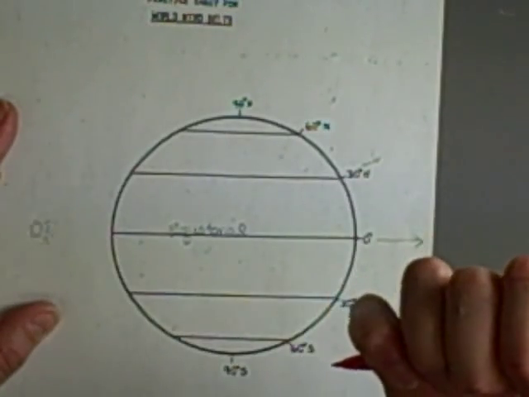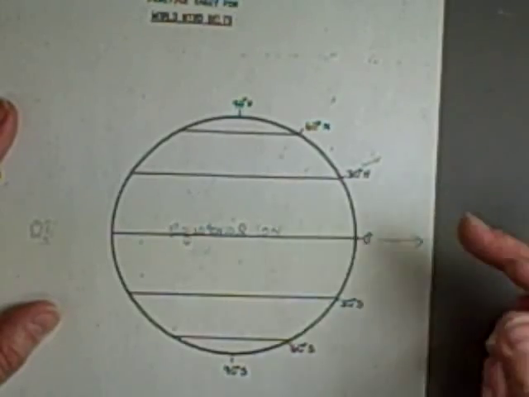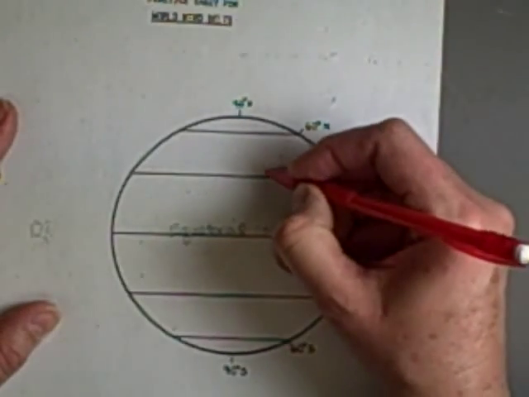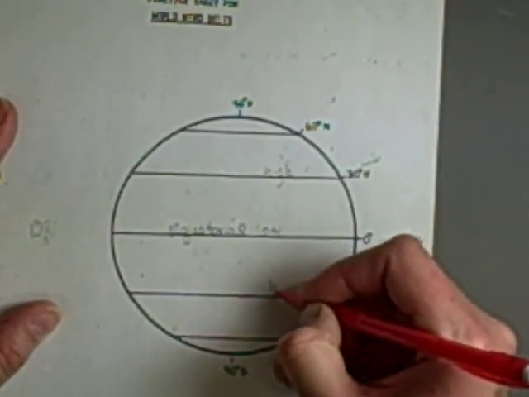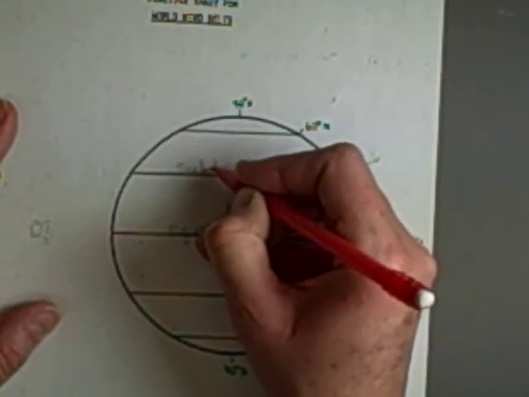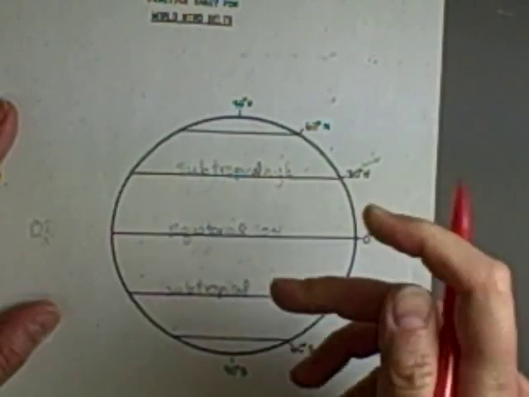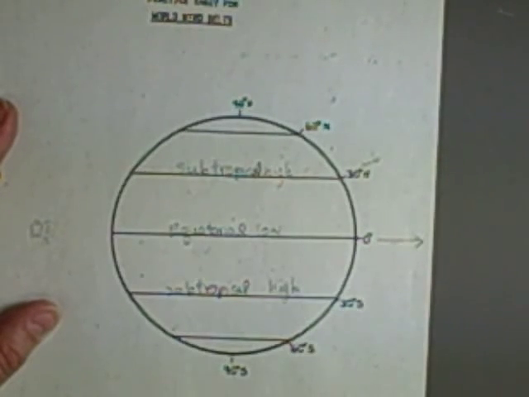Might help if my pen works, right? So here's my equatorial low. It's actually pretty easy. On either side of my low, I'm going to have a high. And this high is called the subtropical high. And guess what? This is also the subtropical high. We're going to learn everything is symmetrical about the equator.